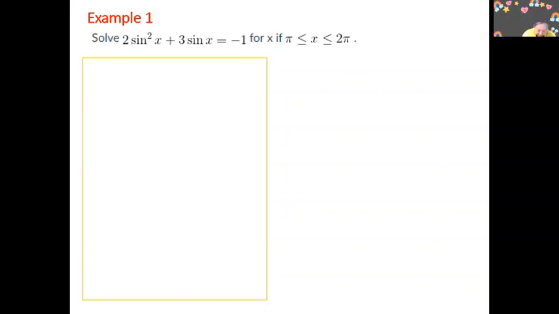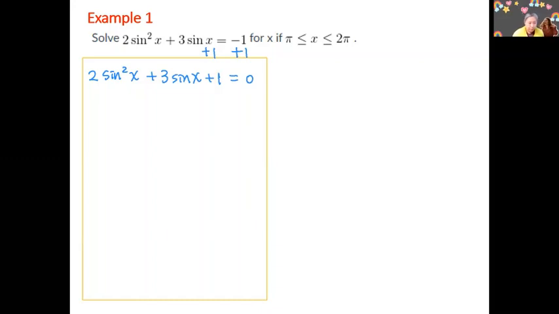Notice that this equation only uses a sine function, and then it's simple. That's good news. Then we can go ahead and move the numerical term from the right side of the equal sign to the left side so that we can have all 3 terms and do trinomial factoring there. So if I add 1 here, 1 there, then I will have 2 sine square of x plus 3 sine x plus 1 equals 0.